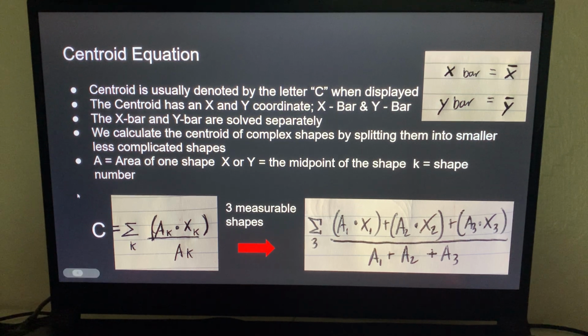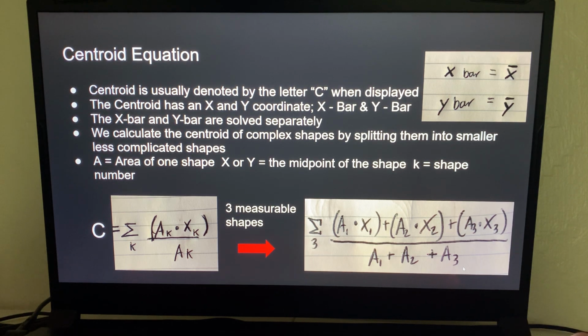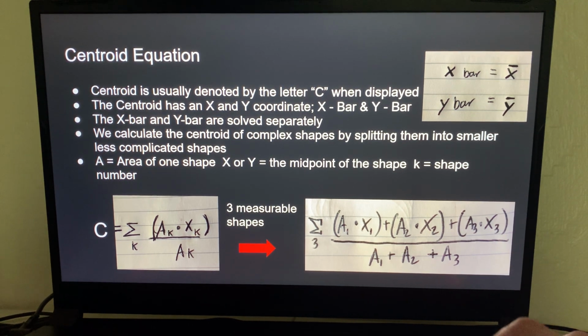So down here at the bottom left is our centroid equation. And you can see that the centroid is equal to the sum of the number of shapes, which is the area of that shape times the midpoint of that shape, divided by the sum of the areas. So if we had 3 measurable shapes, we could see the sum of 3 shapes is equal to the area of the first shape times the midpoint of the first shape plus the area of the second shape times the midpoint of the second shape plus the area of the third shape times the midpoint of the third shape, divided by the sum of all the areas. This will make more sense when I go over the example problems.